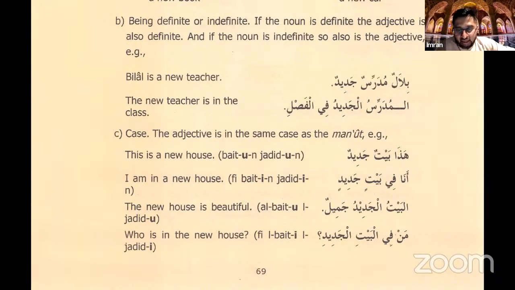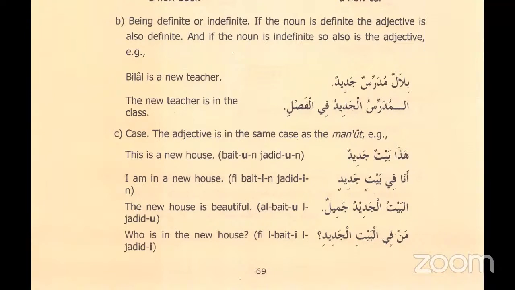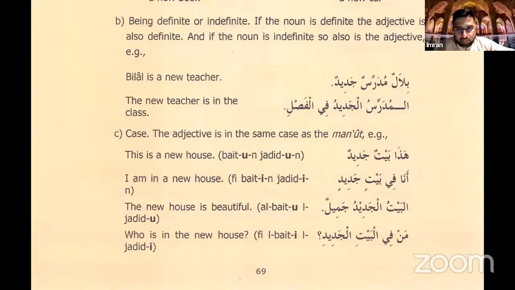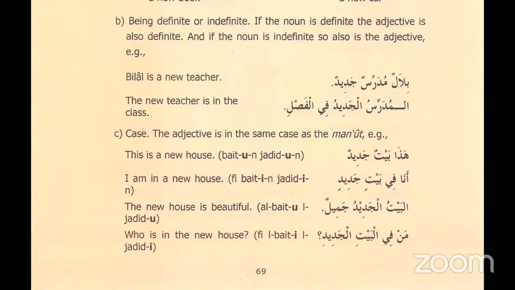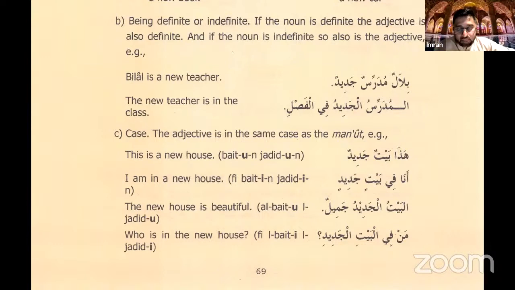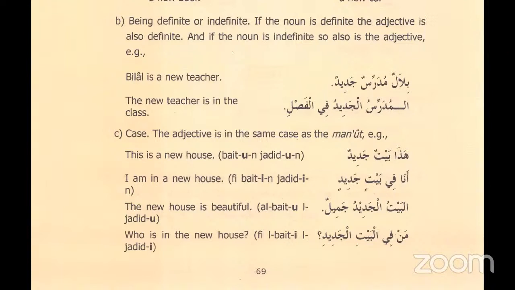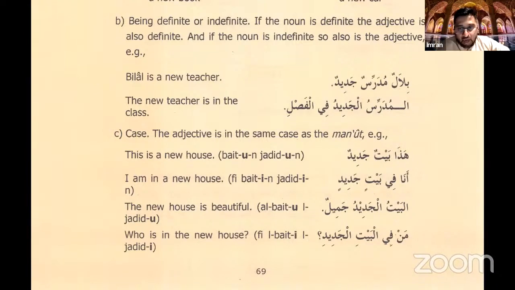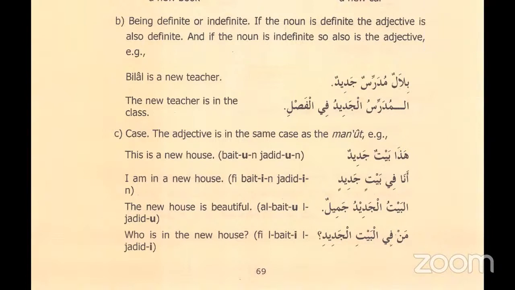So let's take hadha baytun jadidun. Tell me, where is the adjective? Hadha baytun jadidun. This is a new house. So jadidun is the adjective, correct, and baytun is the khabar, and hadha is the mubtada. Correct. And baytun can also be called the man'ut or the mawsuf. So can you hear the i'rab of baytun and jadidun is both with a dhamma tanween? Yeah. Next one.